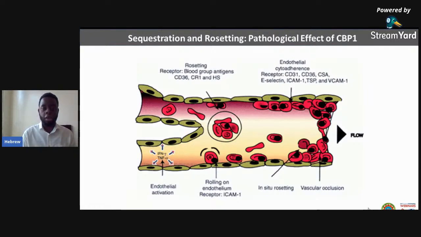Another event that is characterized by sequestration and rosetting is that the infected red blood cells cannot be cleared by the body. Remember that damaged red blood cells are usually cleared by the body using splenic clearance. So these infected red blood cells, once they bind to the CX3CL1 chemokine on the endothelial membrane, can't be cleared, and hence they continue binding up in the body of the patient and later cause severe types of malaria, such as cerebral malaria and placental malaria.